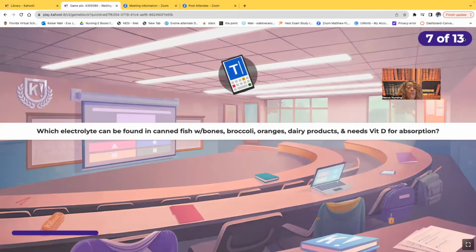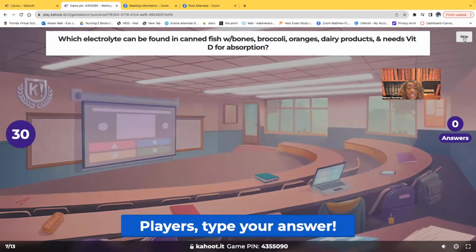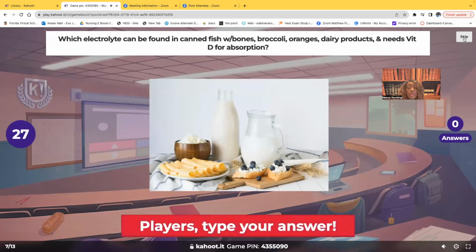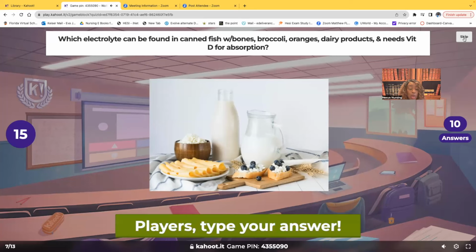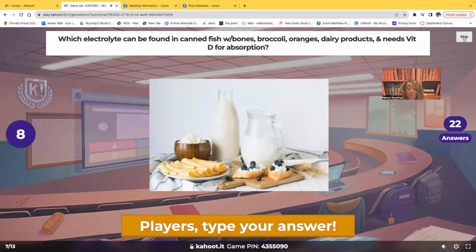Type in your answer. Which electrolyte can be found in canned fish with bones, broccoli, oranges, dairy products? And here's your next clue. Vitamin D is needed for its absorption. In order to absorb this type of electrolyte, you need vitamin D. It's also found in canned fish with bones, broccoli, oranges, and dairy products. You need vitamin D for its absorption. Which electrolyte am I talking about?